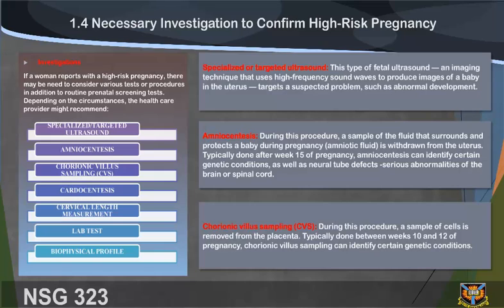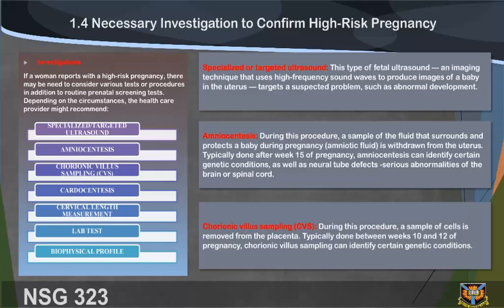This type of fetal ultrasound, an imaging technique that uses high-frequency sound waves to produce images of a baby in the uterus, targets a suspected problem such as abnormal development. Amniocentesis. During this procedure, a sample of the fluid that surrounds and protects a baby during pregnancy, amniotic fluid, is withdrawn from the uterus, typically done after week 15 of pregnancy. Amniocentesis can identify certain genetic conditions as well as neural tube defects, serious abnormalities of the brain or spinal cord.